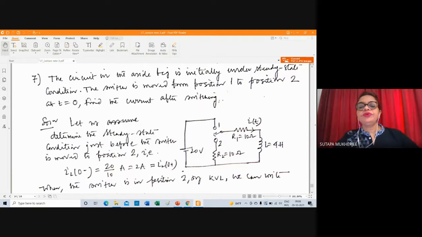So if you consider the switch number 1, what will be the circuit, Abhishek? Consider the switch number 1.